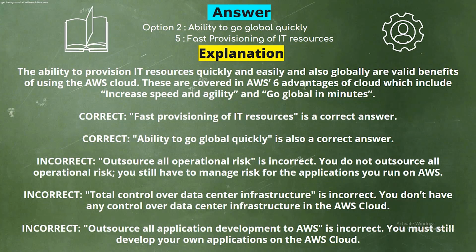Incorrect. Outsource all operational risk is incorrect. You do not outsource all operational risk. You still have to manage risk for the applications you run on AWS. Incorrect. Total control over data center infrastructure is incorrect. You don't have any control over data center infrastructure in the AWS cloud. Incorrect. Outsource all application development to AWS is incorrect. You must still develop your own applications on the AWS cloud.